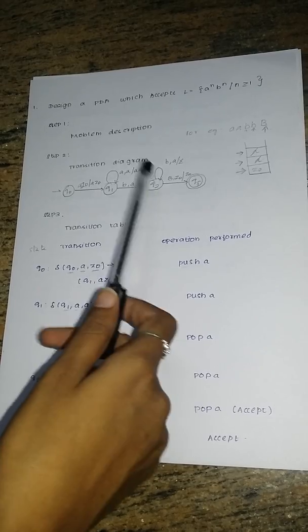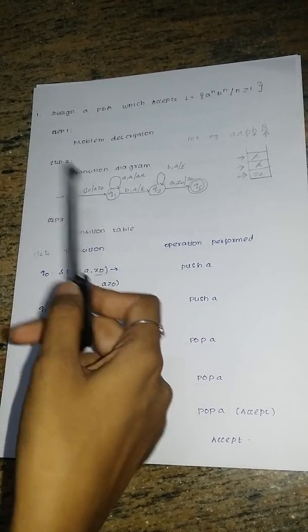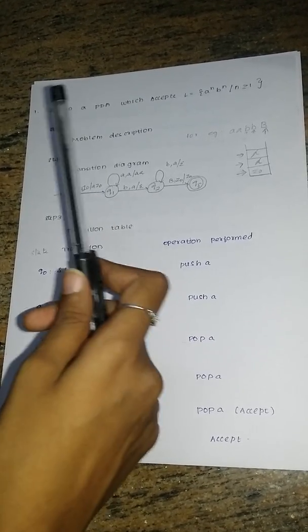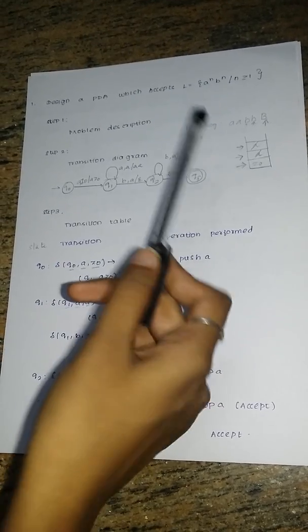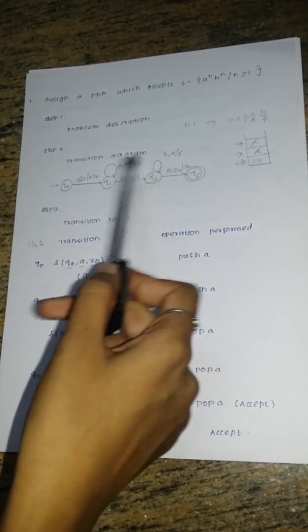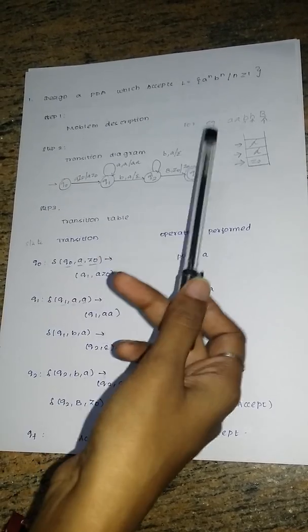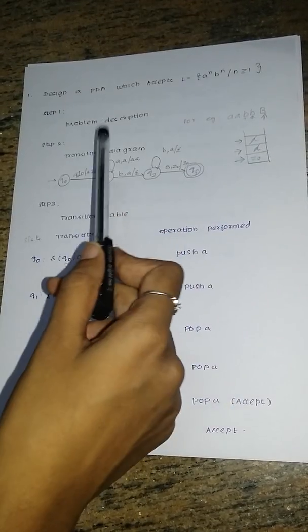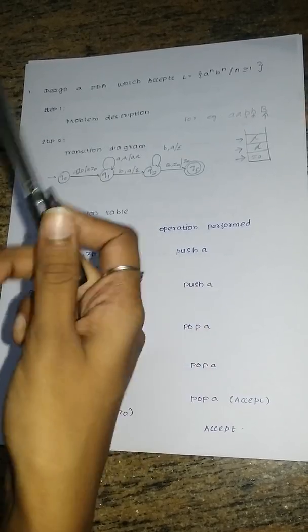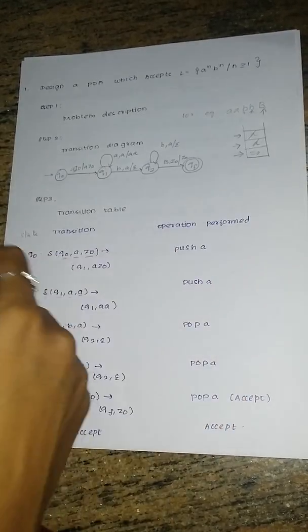When the input string has A, it should be pushed into the stack. When the input receives B, then A in the stack should be popped out. When the stack has Z0 as the top of the stack and the input receives a blank, it is a valid string, else it is an invalid string.